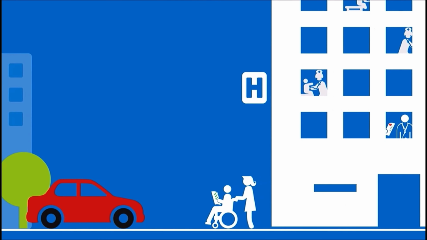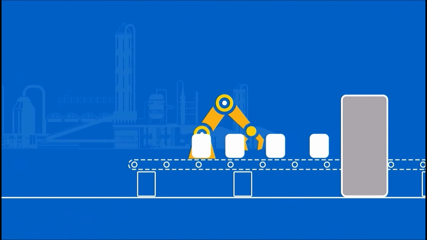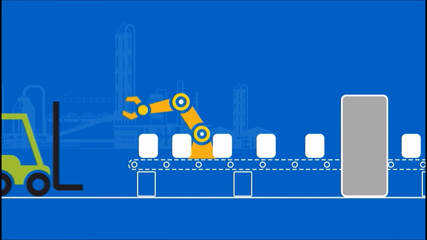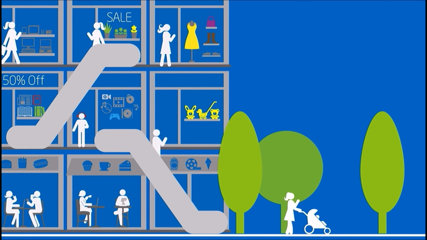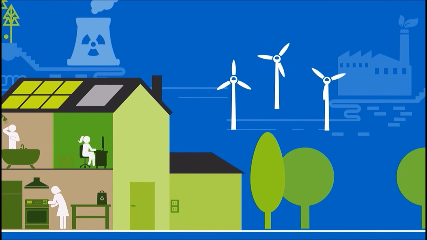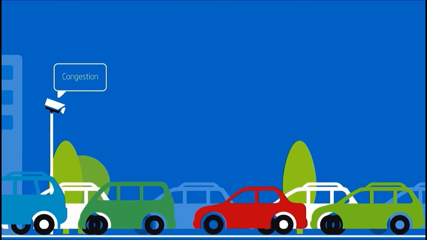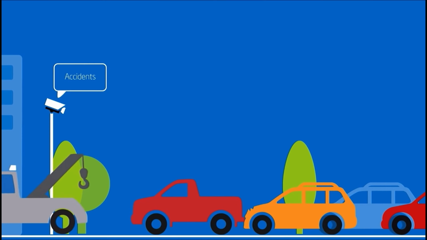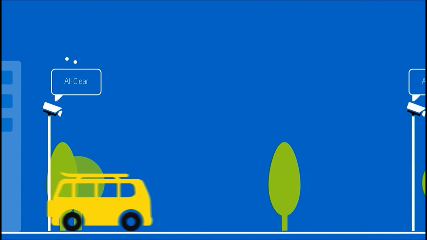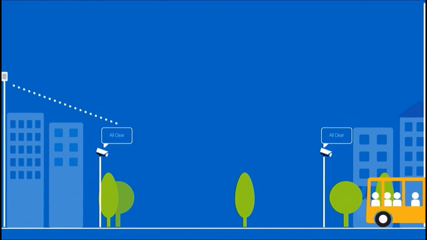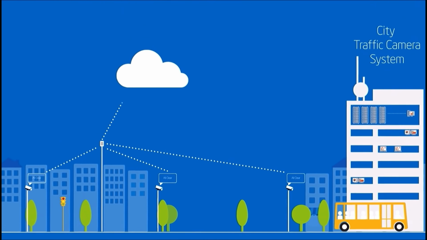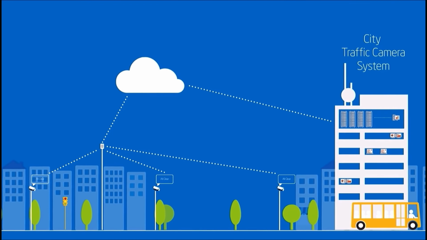Whether it's improving medical outcomes, creating better products faster with lower development costs, making shopping more enjoyable, or optimizing energy generation and consumption. Here's an example of the big picture. Imagine an intelligent device such as a smart traffic camera. The camera can monitor the road for congestion, accidents, and weather conditions, and communicate that status to a gateway that combines it with data from other cameras, creating an intelligent citywide traffic system.